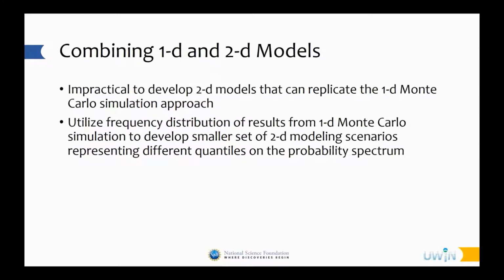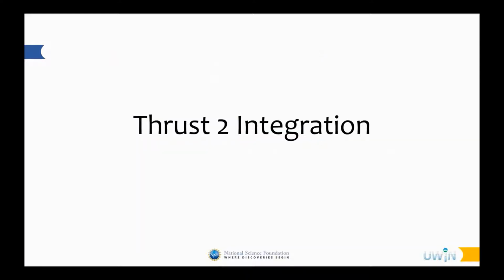So ultimately what we want to do is combine the two approaches. We're not sure it's practical to do thousands of realizations in HEC-RAS with the 2D model, and we're dealing with some issues with how to handle bridges and hydraulic structures in the 2D model, when all of those capabilities are not quite there yet in HEC-RAS. But what we can do is identify some really important scenarios in the 1D analysis, and then translate those over into the 2D world and simulate them and generate scenarios that represent different quantiles on the probability spectrum, for example.